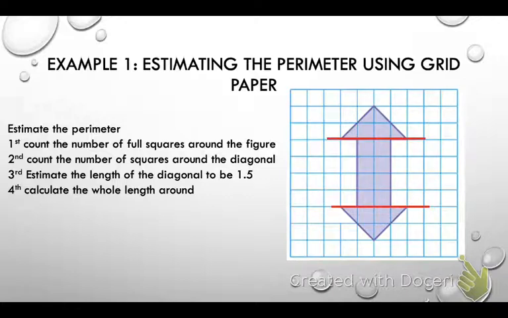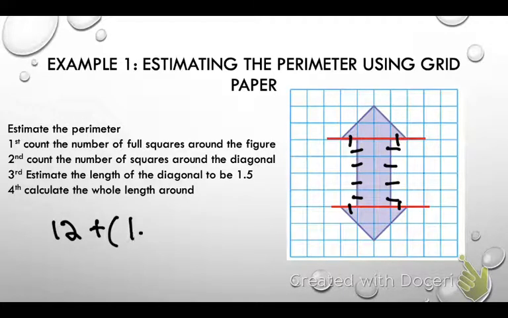First, we're going to count the number of full squares. 1, 2, 3, 4, 5, 6, 7, 8, 9, 10, 11, 12. Don't forget those side ones. So I have 12. And again, you're going to show me the math. Don't just calculate it in your head. Those are our full squares. Plus we're going to do 1.5 times our diagonals.